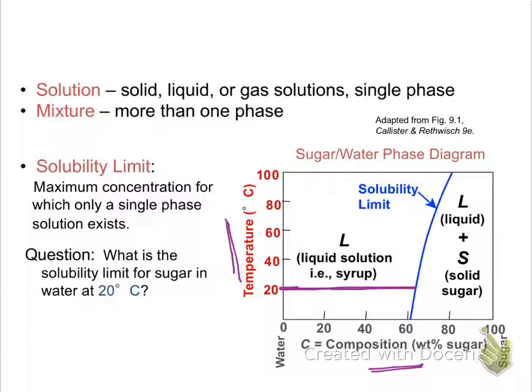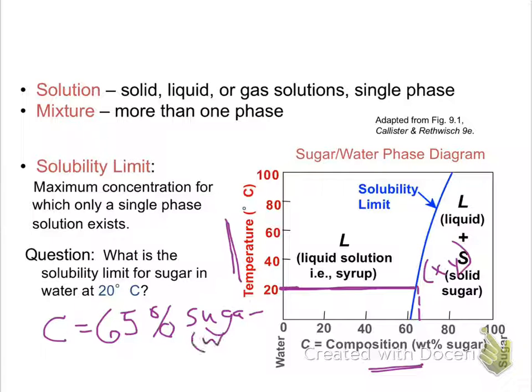You have to define that point in its XY coordinates, where we have X being the composition and Y being the temperature. So at 20 degrees, what is the Y? And we have a value of 65. Our C is 65%. Percent what? Percent sugar by weight. Okay, you can also do percentages, compositions by volume, but we're going to stick with the weight for this time.